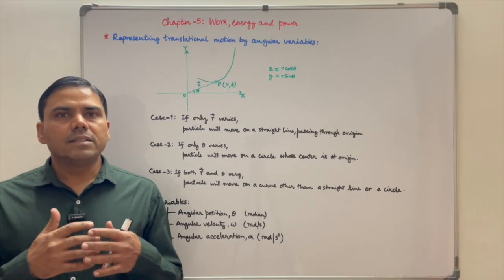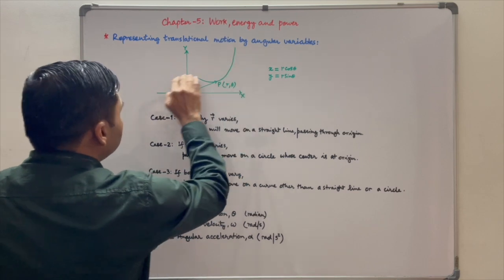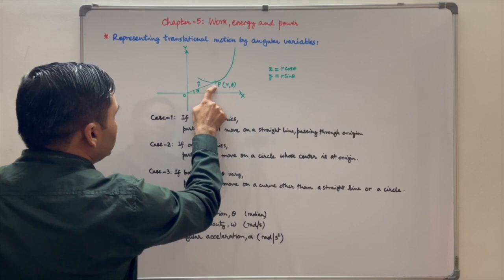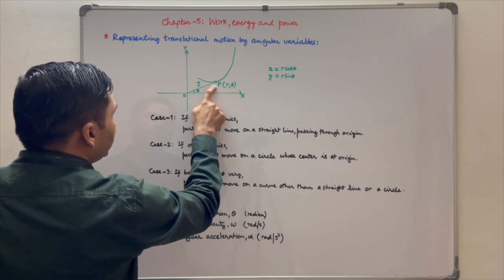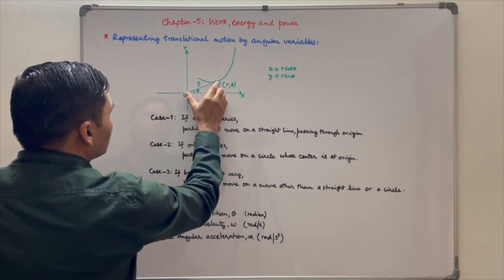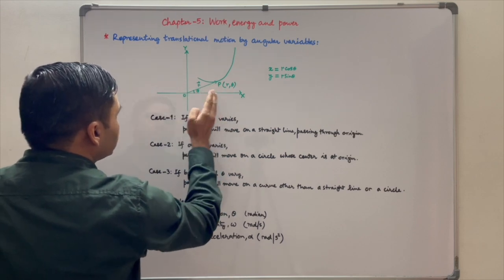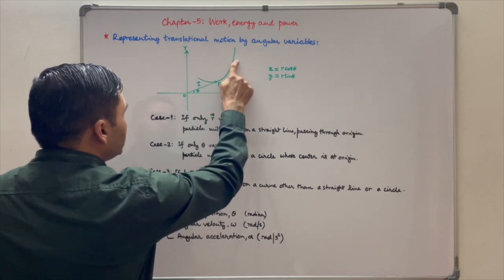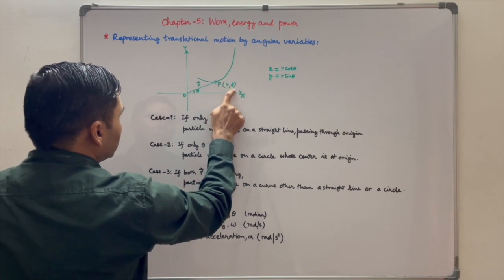Let us understand circular motion. Consider a particle moving along this curve in a 2D Cartesian coordinate plane. At some point of time, it is at point P. Its position can be represented by polar coordinates r, theta, where r is the magnitude of vector OP and theta is the angle that vector OP makes with the positive x-axis. At some other point of time, we can represent the particle's position by these polar coordinates r, theta.